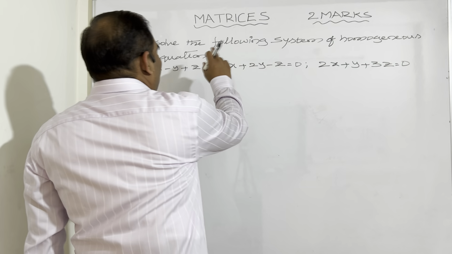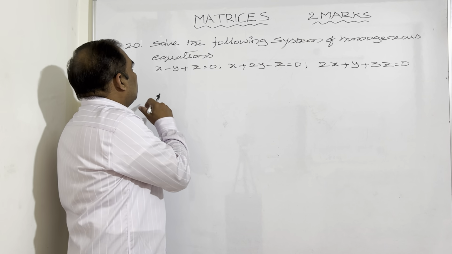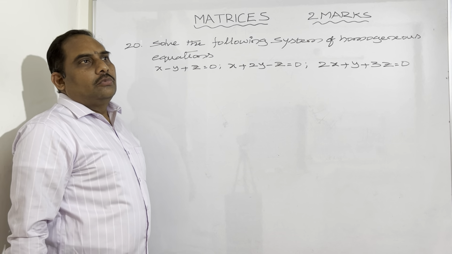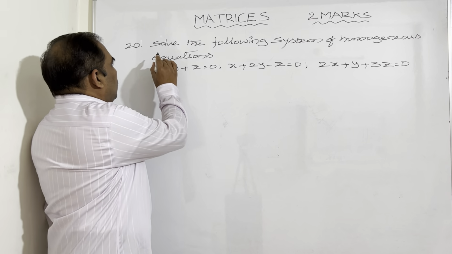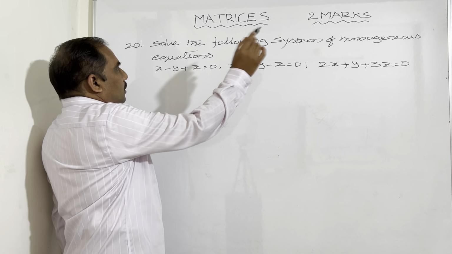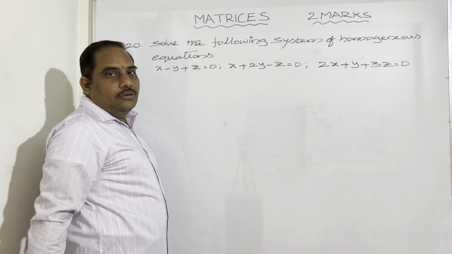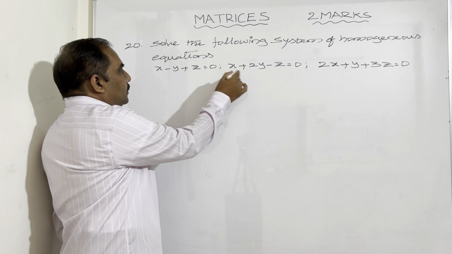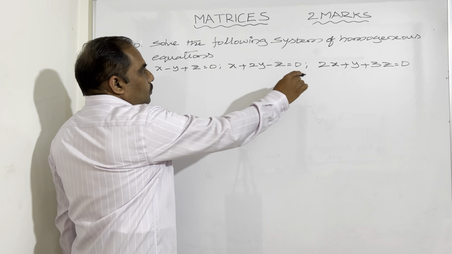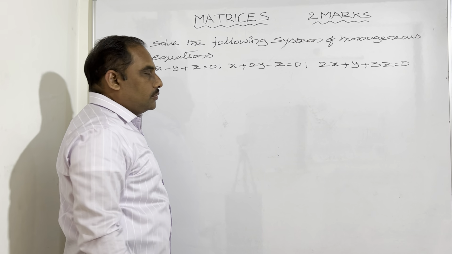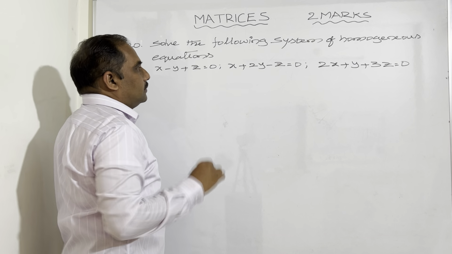In this video we are going to discuss matrices, 2 marks, continuation, very short answer questions from previous years. The question is: solve the following system of homogeneous equations. The equations are x minus y plus z is equal to 0, x plus 2y minus z is equal to 0, 2x plus y plus 3z is equal to 0. How to solve this homogeneous system of equations?